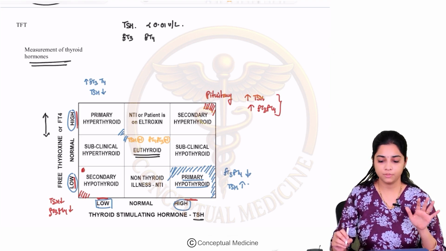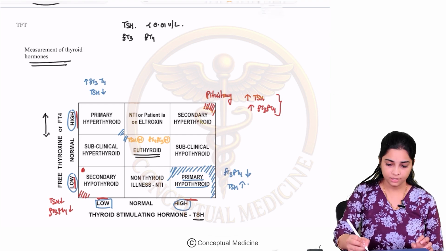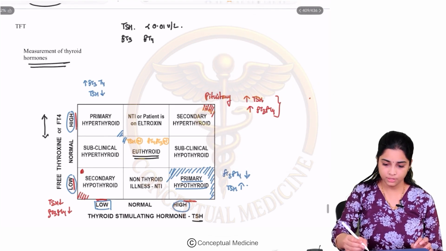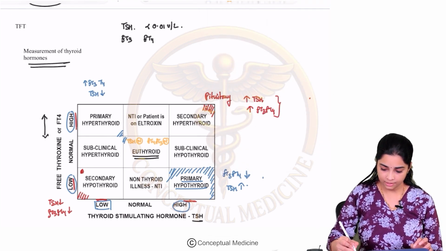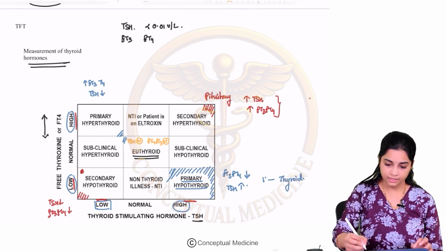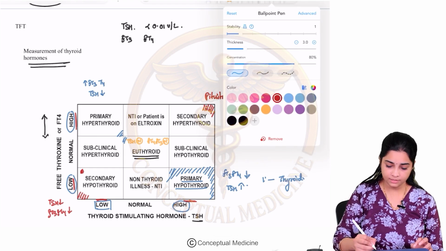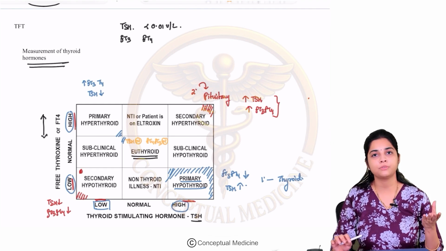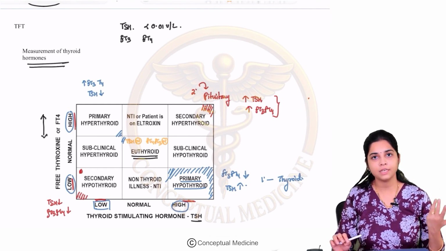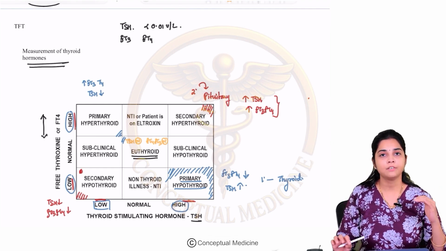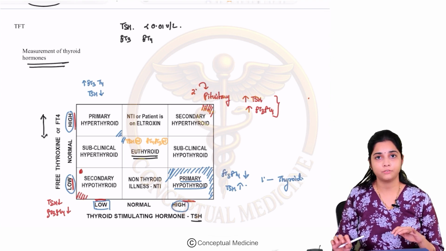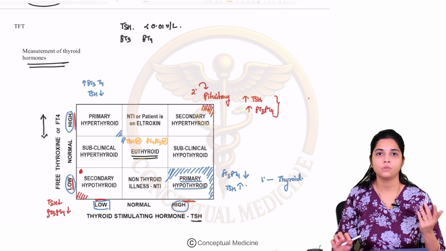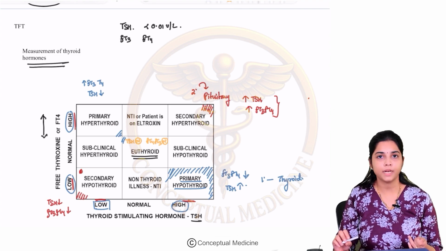Primary means problem at the thyroid. Okay, so just remember these two words. Primary means problem at the level of the thyroid, and secondary means what? Secondary means problem at the level of the pituitary. So there is no feedback in your pituitary problem. TSH itself is high, FT3, FT4 will be high. If the problem is at the level of the thyroid, then because of the feedback, you will have your discordant pattern. Okay, clear till here?